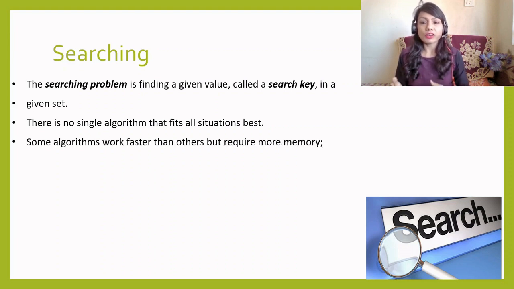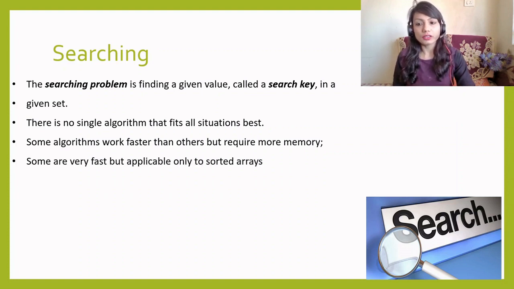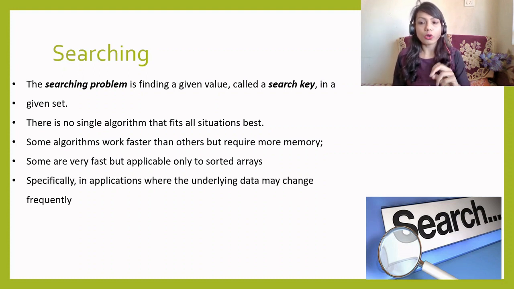That is, some algorithms work faster than others. Some might be slow but require less memory, while others are faster but require more memory, and some are very fast but are applicable only to sorted arrays. For example, binary search is very fast, but the given list has to be sorted. Also, there are some issues in searching.